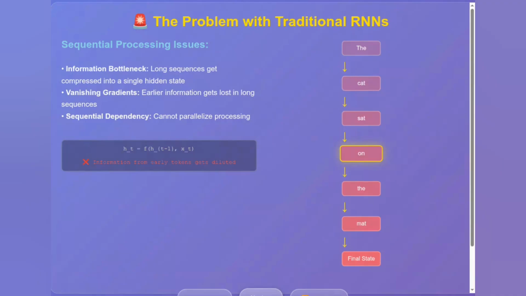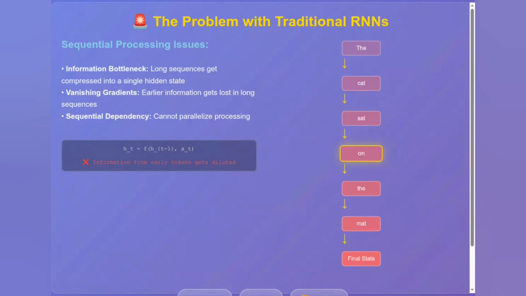Here's the first major issue, the information bottleneck. By the time we get to the word mat, most of the information about the has been diluted through multiple processing steps. It's like a game of telephone. The message gets weaker with each step.